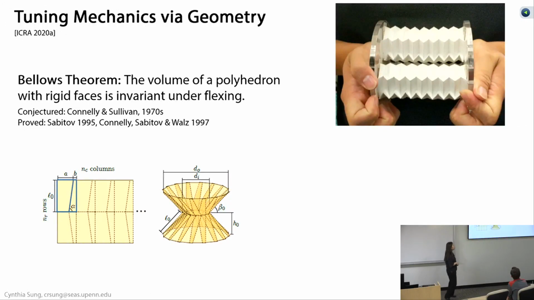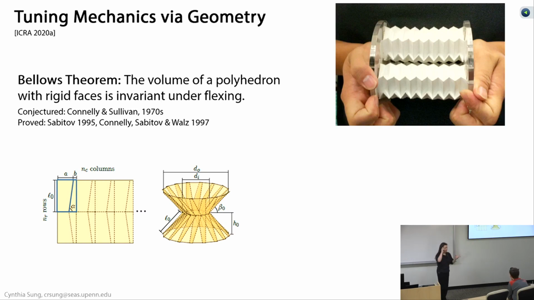And this is an example of a pattern that we became very interested in studying. It's a bellows pattern. And our main inspiration here was the bellows theorem, which is this idea from computational geometry. It's a conjecture. It was first conjectured in the 1970s and not proven until the 1990s. But the idea is this, that if you have a polyhedron and it has rigid faces, then even when the polyhedron flexes, so the angles between the faces change, the volume remains constant, right?